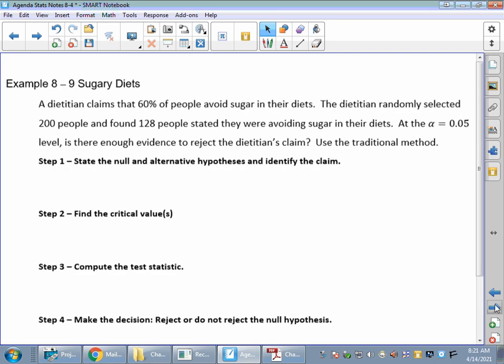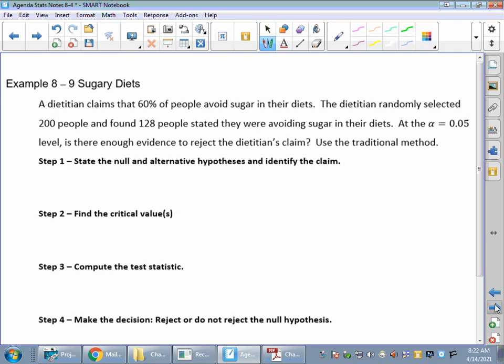So let's see, it says, sugary diets. A dietitian claims that 60% of people avoid sugar in their diets. The dietitian randomly selected 200 people and found that 128 people stated that they did avoid sugar. At the alpha equals 0.05 level, is there enough evidence to reject the dietitian's claim? Use the traditional method. Hopefully that traditional method comment there makes you recognize that you can do the p-value.